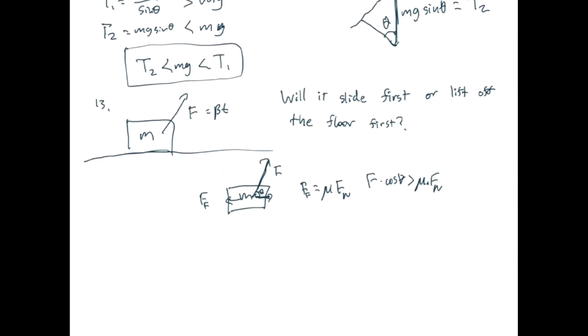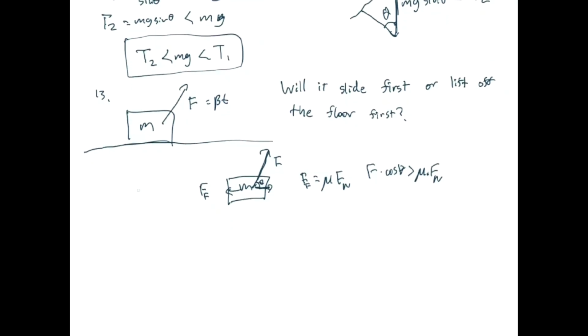Okay, but what's the condition for it to lift off the floor entirely? Well, in this case, what it means to lift off the floor just means that the floor is no longer pushing up against the block, right? So the block is just there. It's not supported by the floor anymore. So what this means is that the normal force on the block has to be equal to 0.